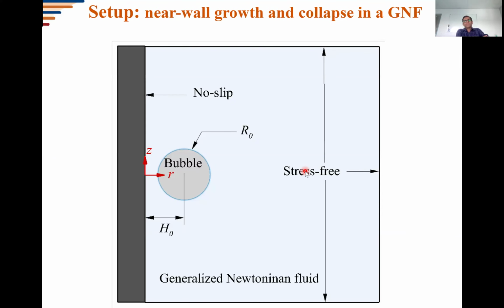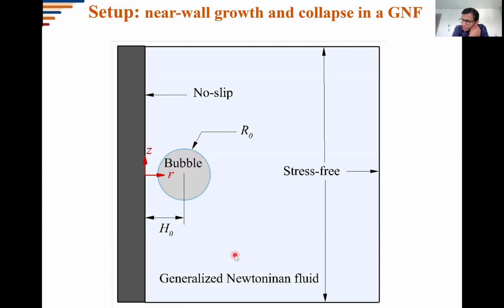So with this treatment in place and confidence in our capabilities of being able to simulate single and multiple bubble cluster collapse events, we have gone on and looked at a single bubble collapse next to a wall, but in a case where the surrounding fluid is governed by a generalized Newtonian behavior.